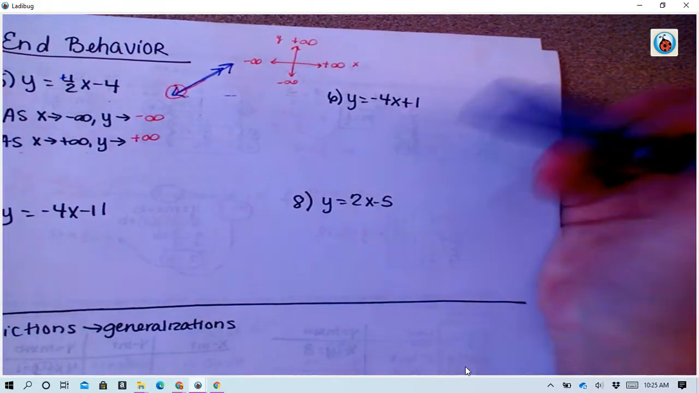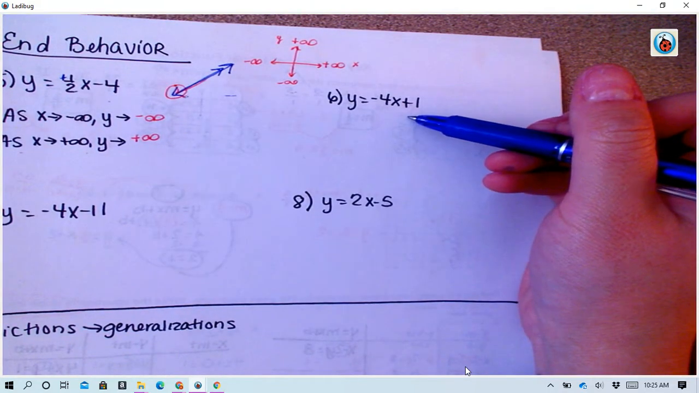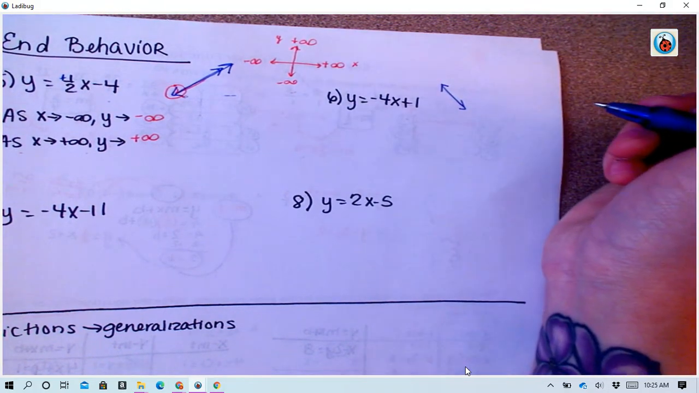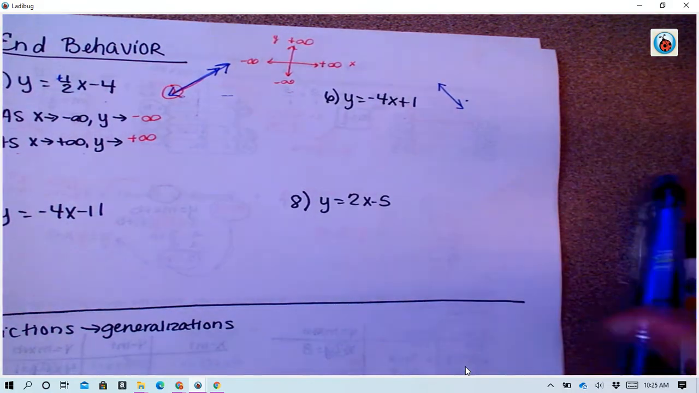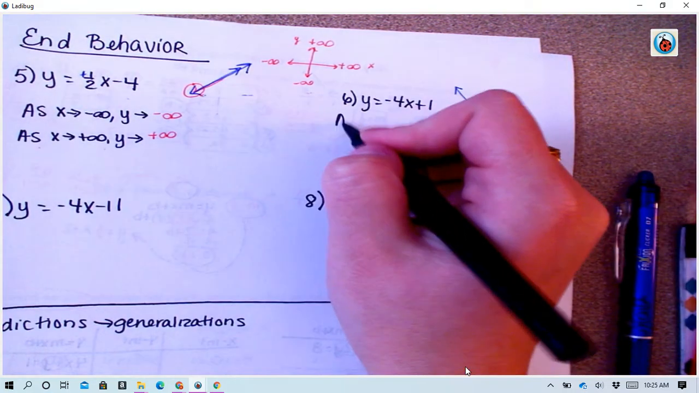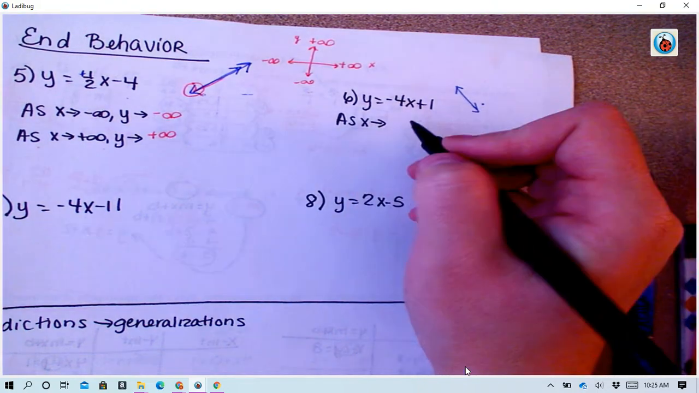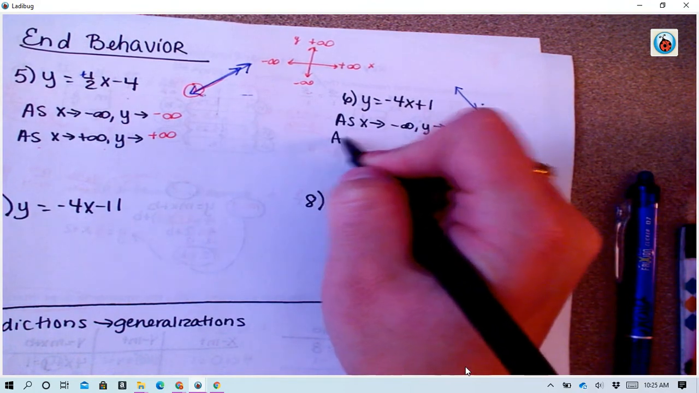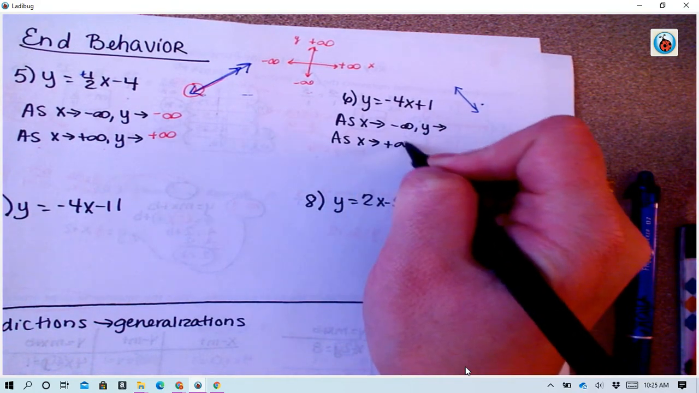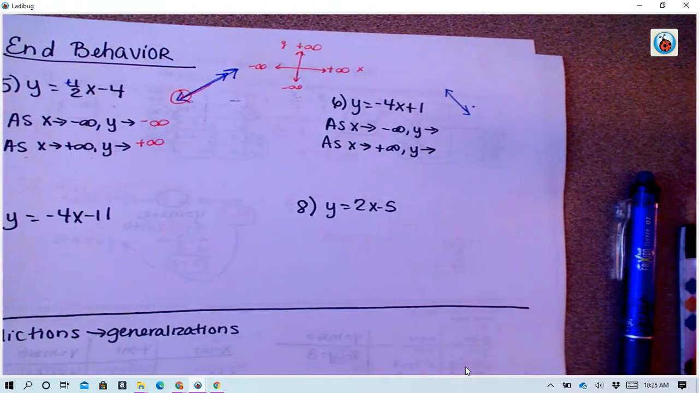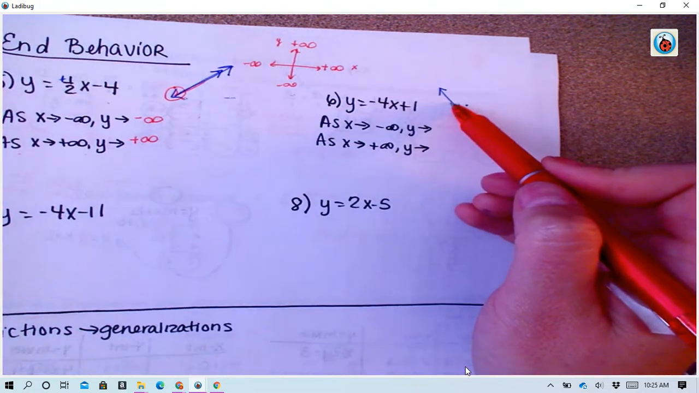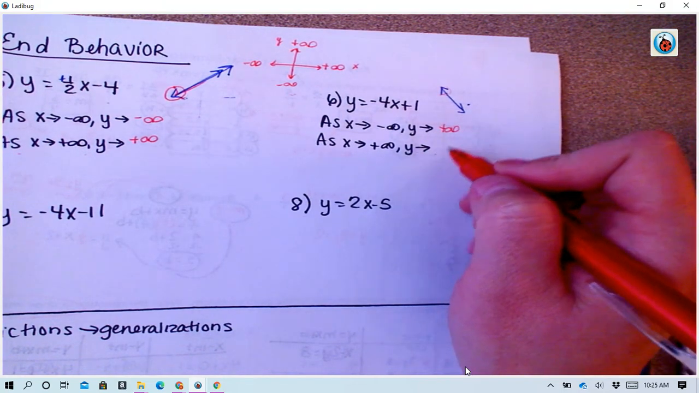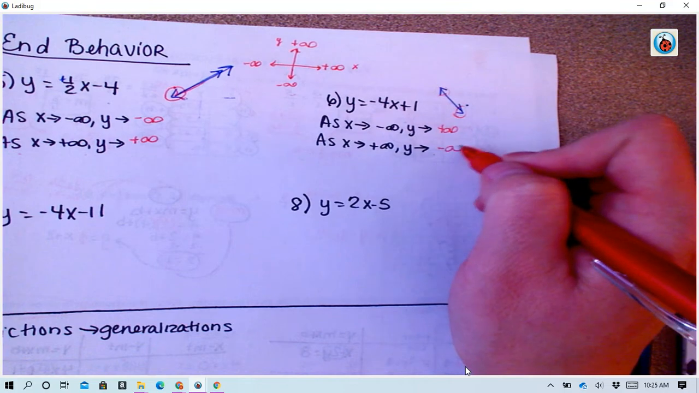Number 6, y equals -4x plus 1. If I asked you to sketch what that would look like, it's a negative slope. It looks like this. That's all you need to know. So your end behavior, as x goes to -infinity, what happens to y? And as x goes to +infinity, what happens to y? If you follow your graph left, your arrow points up towards +infinity. If you follow your line right, your arrow points down towards -infinity.